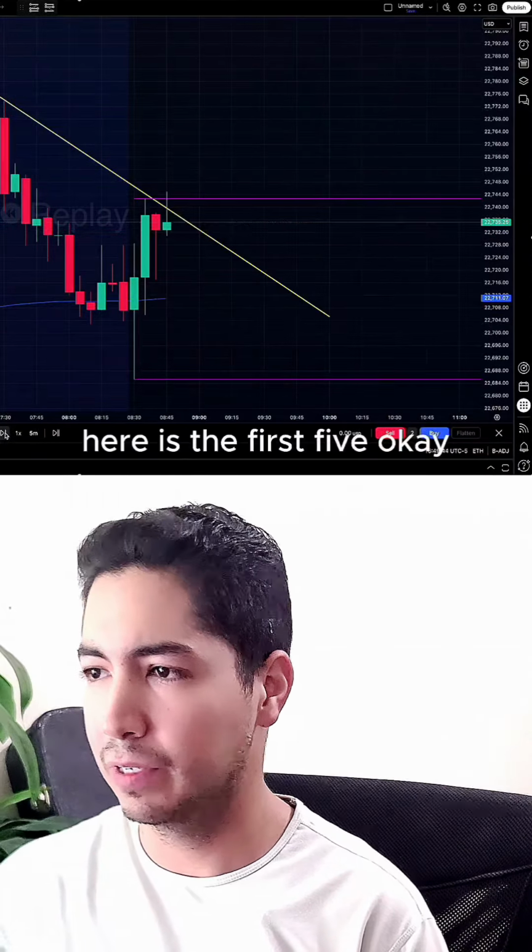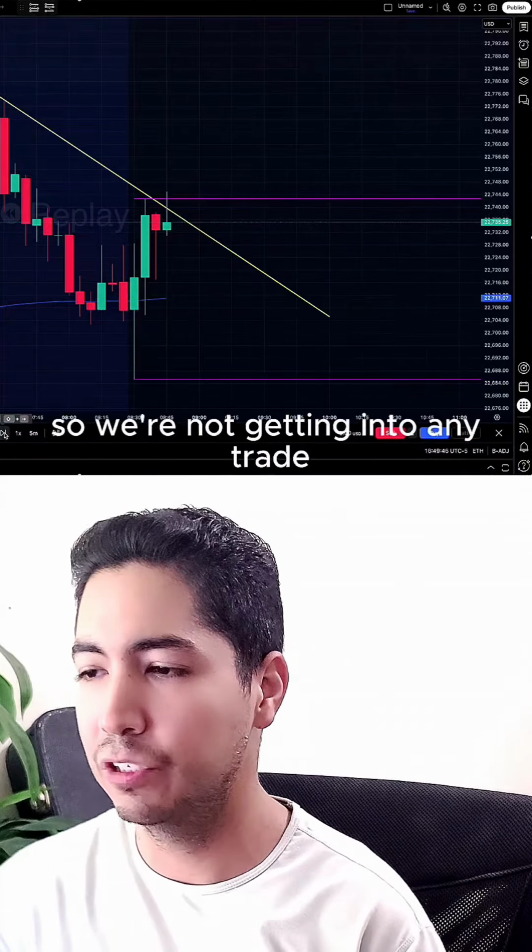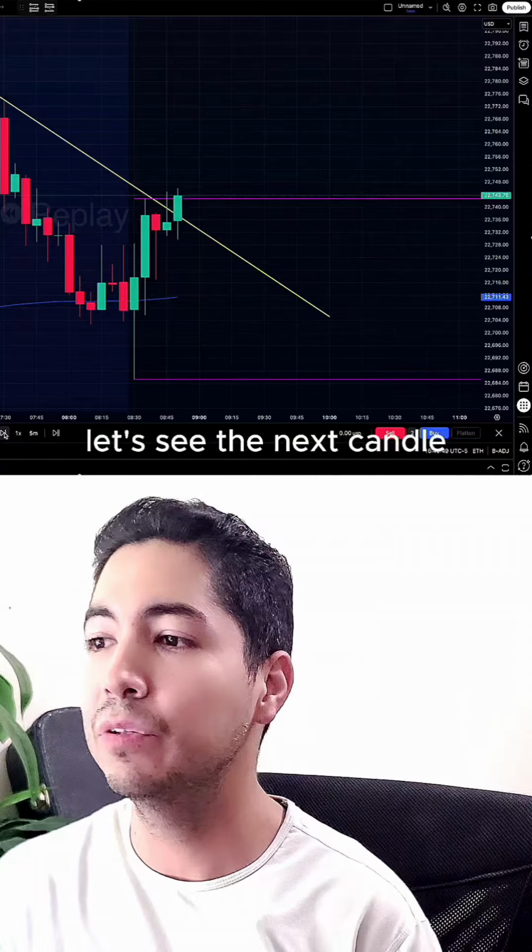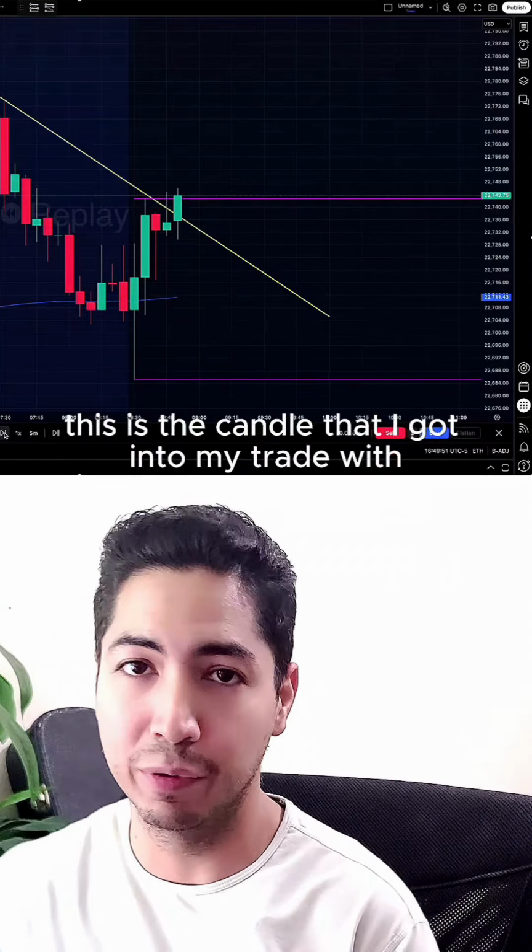Here's the first 5. Okay, there it is. It's still below it, so we're not getting into any trade. Let's see the next candle. This is the candle that I got into my trade with.